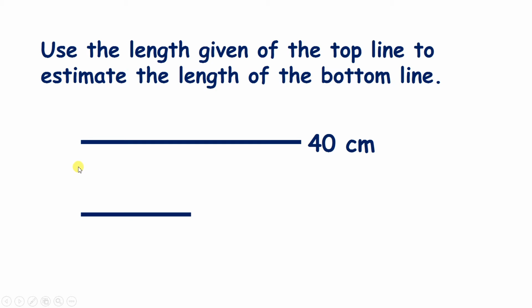Now, if the length of the top line was 40 centimetres, estimate how long the length of the bottom line would be? Well, I think this bottom line is half the length of the top line, so you would need 2 bottom lines to make the length of the top line. So I would estimate that the bottom line might be 20 centimetres, because 20 plus 20 is 40. But any number between, say, 15 and 25, I think would be a good estimate for the length of this line here.